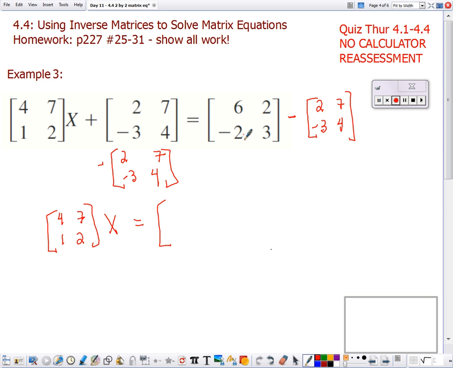Now subtracting our corresponding positions, 6 minus 2 is 4, 2 minus 7, negative 2 minus negative 3, that's really addition. So we get 1. And then 3 minus 4 is negative 1. And now it looks like the other two problems we just did. So we're going to pause the video for you to find the inverse and solve the equation.